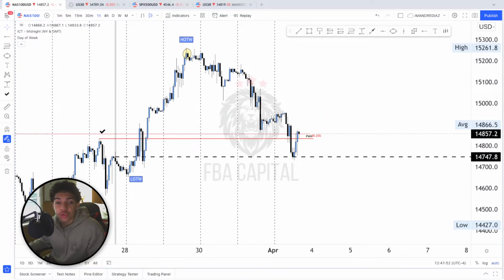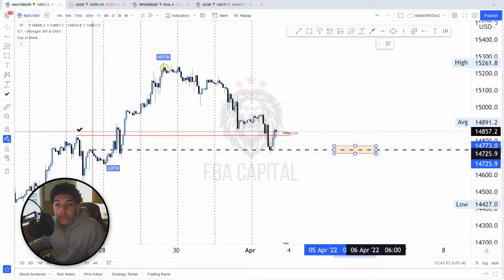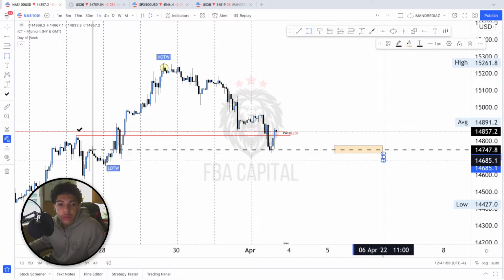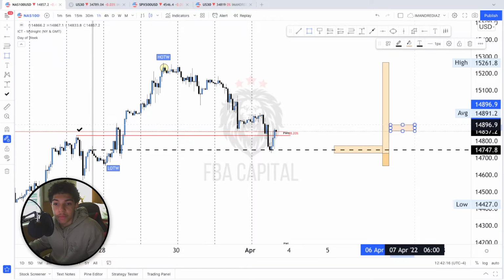So now we're just going to show you guys what happened this way. So we have the weekly open. The market came down, created the low of the week all the way down here. Price eventually pushed all the way to these highs, creating the high of the week all the way up here at 15,265, and then made its way all the way back down, closing pretty close to where it opened up at. So just like this.